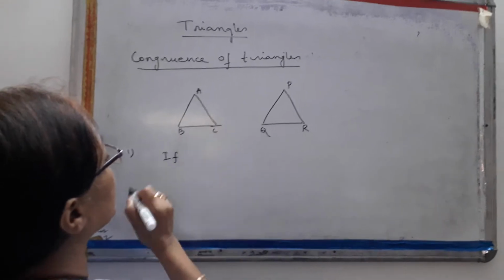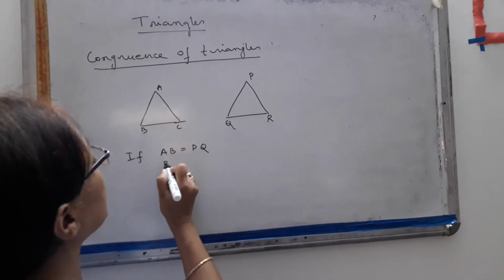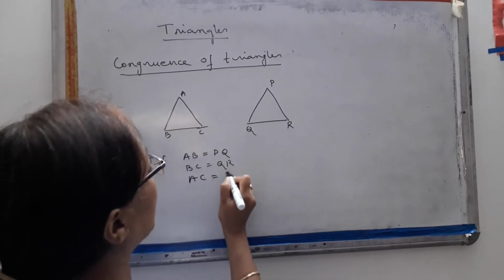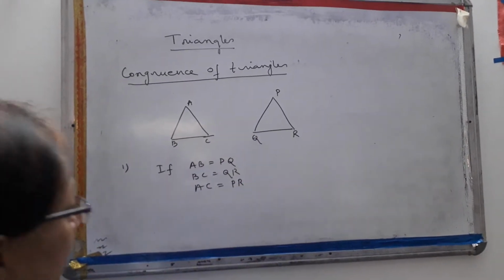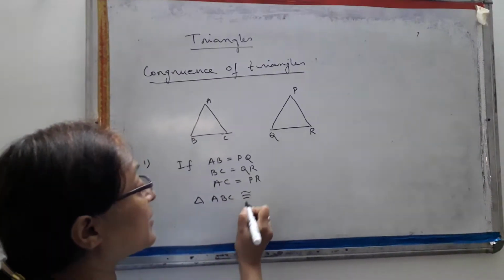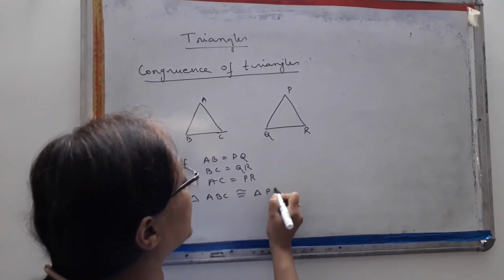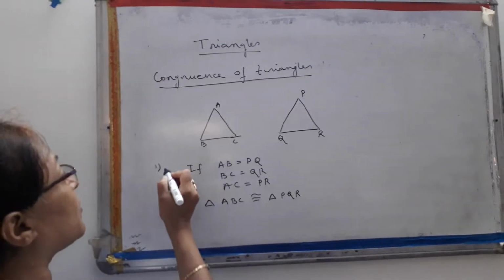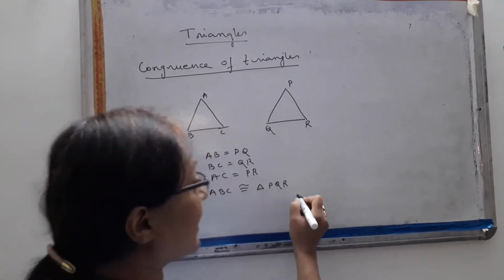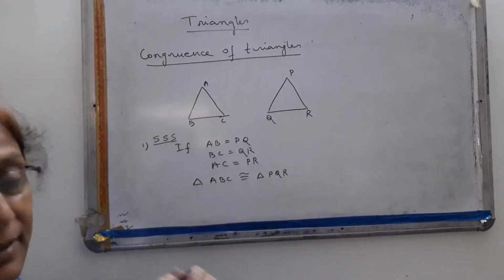If suppose AB equal to PQ, BC equal to QR, and AC equal to PR, then these two triangles are congruent. Then you can write triangle ABC congruent to triangle PQR. This is the sign of congruence. After equal you have to give one more line like this. And the name of the condition is SSS. That means side, side, side. The first condition is SSS.